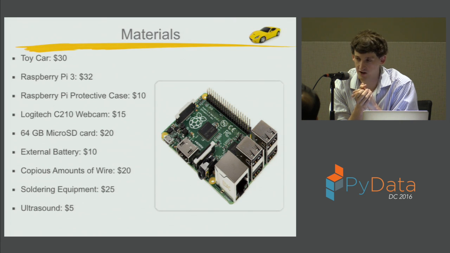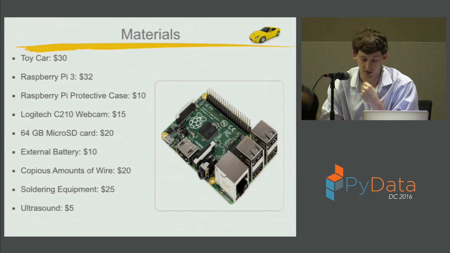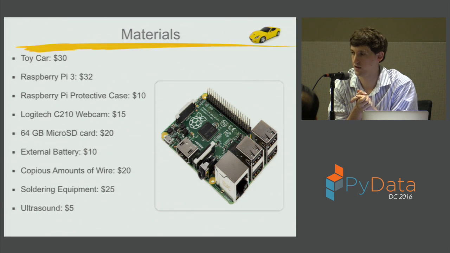I broke a lot of wire when I was doing my soldering, and you want wires of different lengths, so just get lots of it. You'll need soldering equipment, and then if you want to do obstacle detection, you want ultrasound modules, and those are pretty cheap. You can get like 10 of those for I think $5 if you order them from overseas.